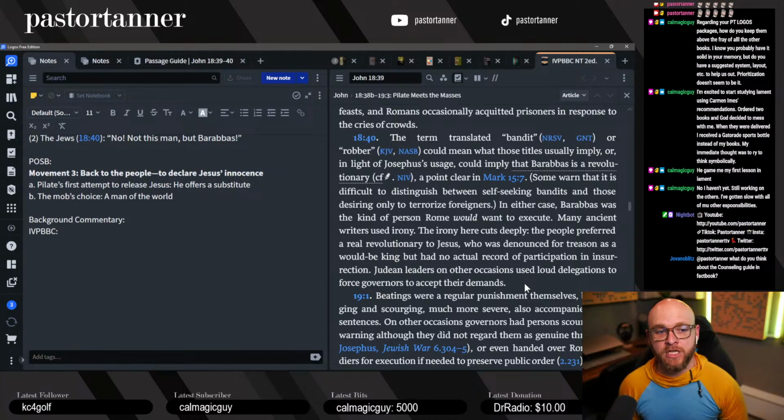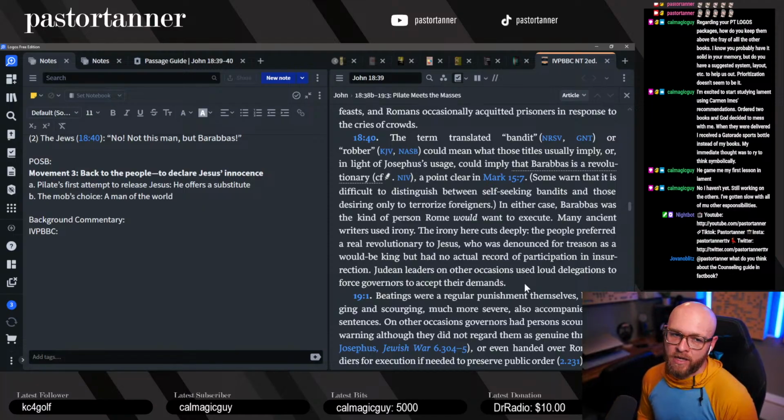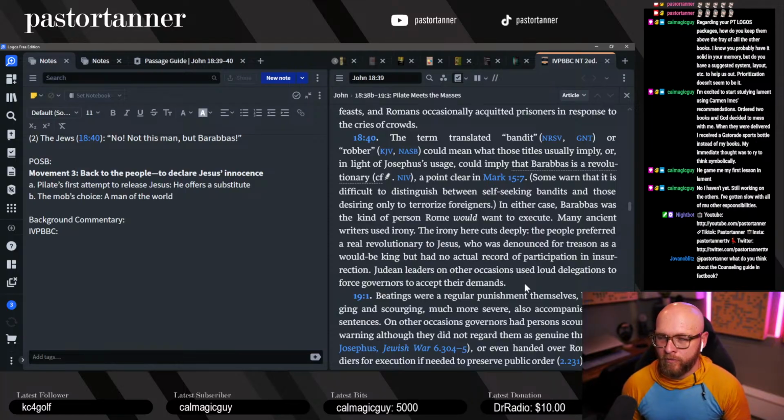And then verse 40, the term translated bandit or robber could mean what those titles usually imply, or, in light of Josephus' usage, could imply that Barabbas is a revolutionary. There you go. I said I thought that was a bit anachronistic, but it could also be, what's the other conclusion I came to on anachronism? Oh, not only that, it could be a harmonization on the part of the translators, right? A point clear in Mark 15:7.